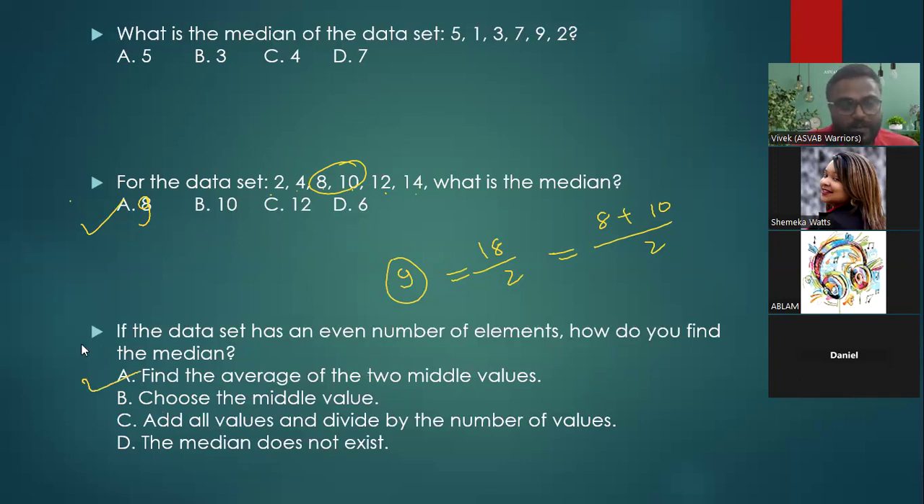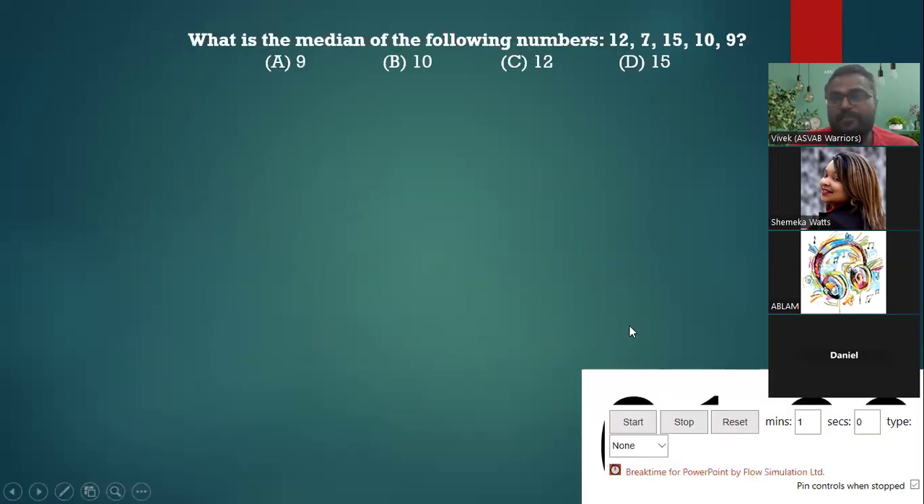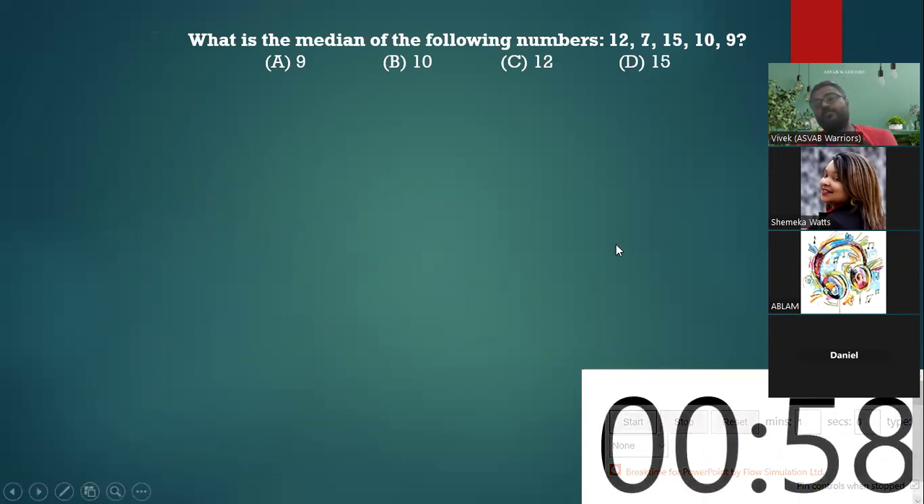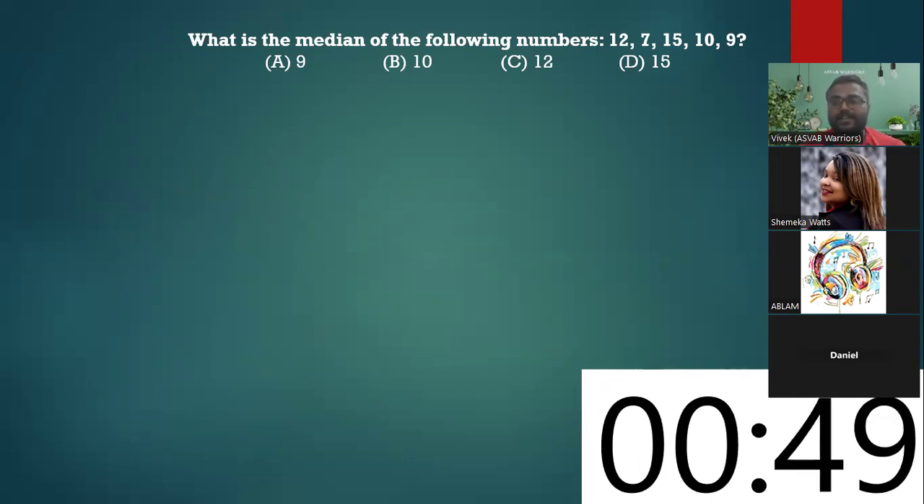Now, let me give you some questions that might appear in your actual ASVAB exam. So, guys, your time starts now. You have a minute to solve. Remember to organize all the dataset values in ascending or descending order, and then see which is the middle value.